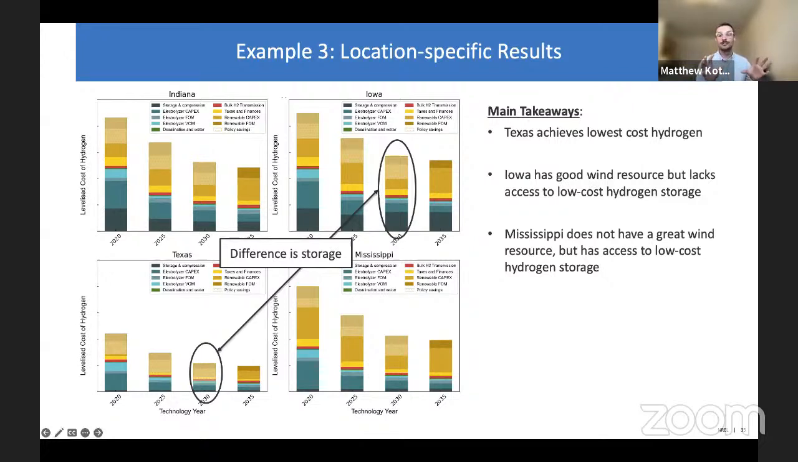And it's not just any storage, specifically it's your lined rock caverns, because above ground storage is an option. However, it's expensive and it does impact your LCOH to the point where then it gets a little tricky to see whether or not your hydrogen at that point is cost competitive.